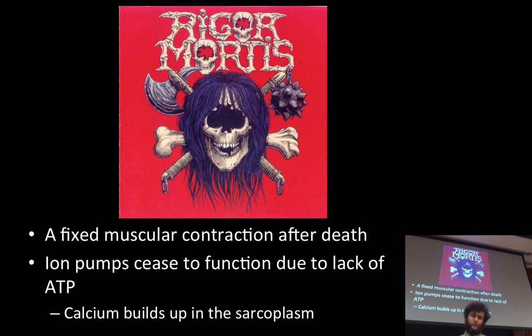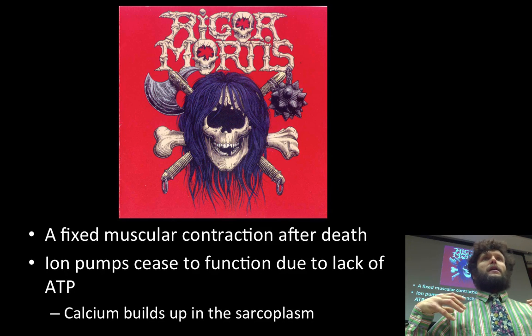Rigor mortis. It's a fixed muscle contraction that happens after death. And this is due to a cessation of action in the ion pumps. There's no more ATP. All right? So what happens is, since there's no more ATP, we cannot continue to pump calcium back into the sarcoplasmic reticulum, and calcium begins to build up in the sarcoplasm, all right?